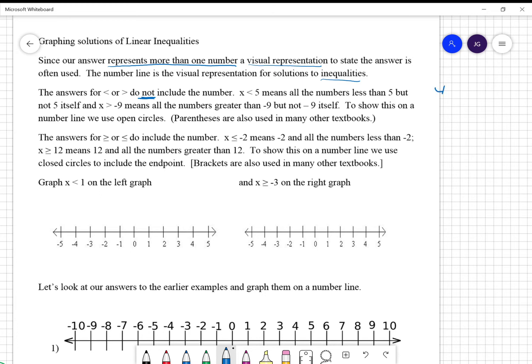So I could have 4.9999. That would be a solution, but 5 would not be a solution. X is greater than negative 9 means all numbers greater than negative 9 but not negative 9 itself. To show this on a number line, we can use open circles or parentheses.